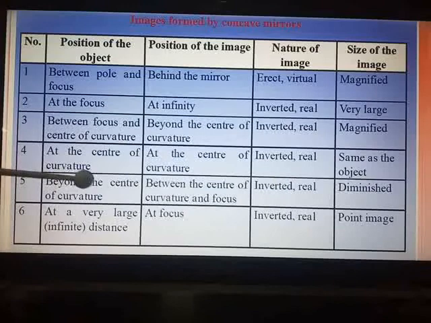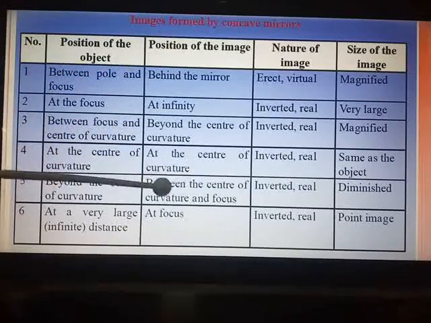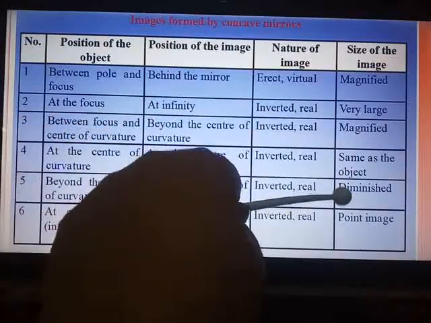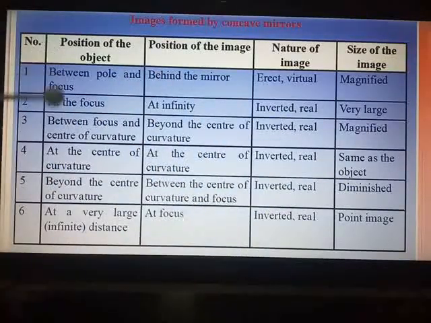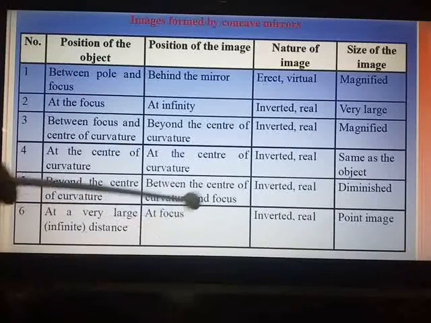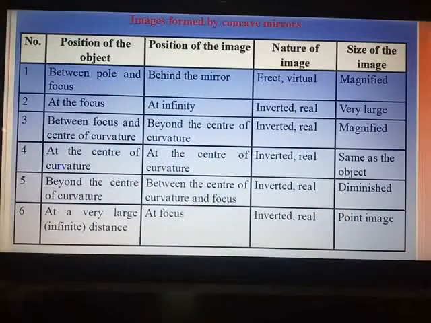When the object is beyond the center of curvature, then the position of the image is between the center of curvature and focus. Nature of the image is real and inverted, size of the image is diminished. And when the object is at a very large, that is infinite distance, then the position of the image is at focus, inverted and real, and the size of the image is a point image. So this table you have to just go through.